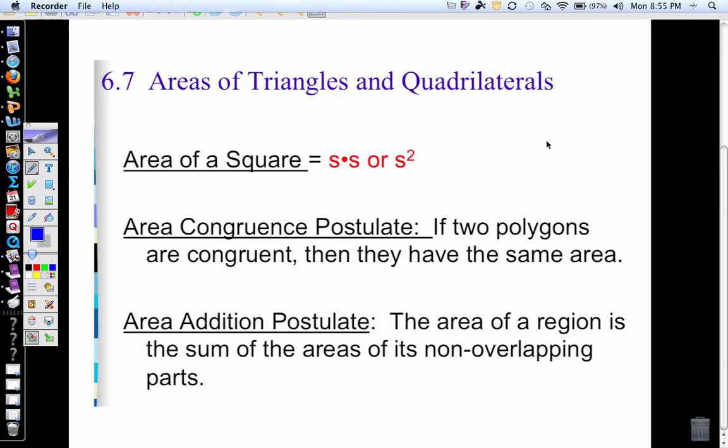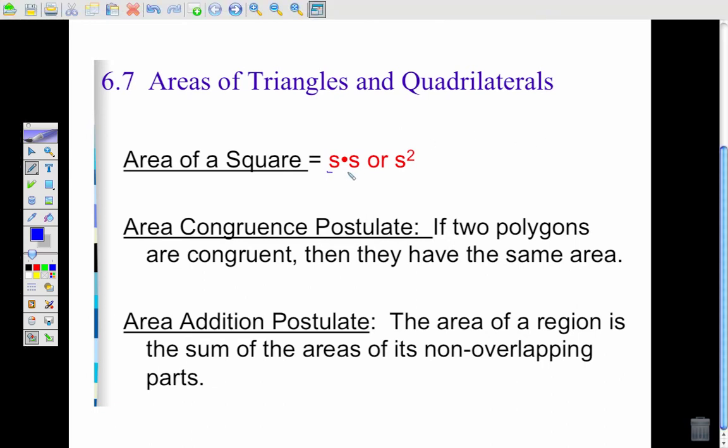All right, so we're going to start out. We have area of a square on this page. This should be review for you, so you can get that down in your notes if you need it. Area congruence postulate makes sense. If the polygons are the same shape, same size, then they have the same area. And area addition postulate, which is kind of just common sense. It just says the area of a region is the sum of the areas of its non-overlapping parts.